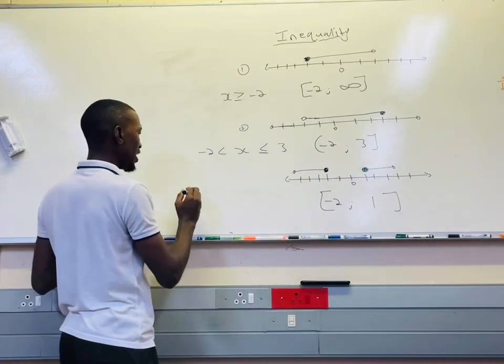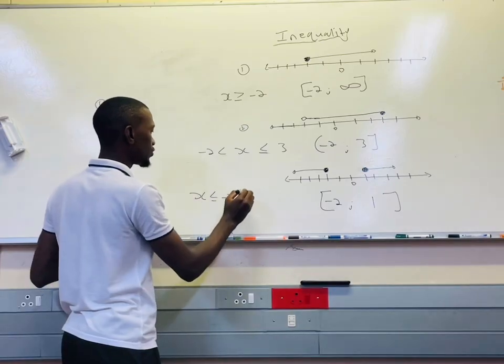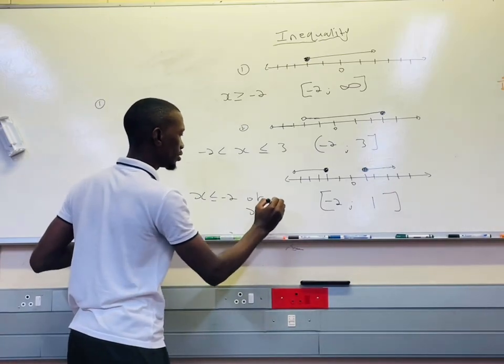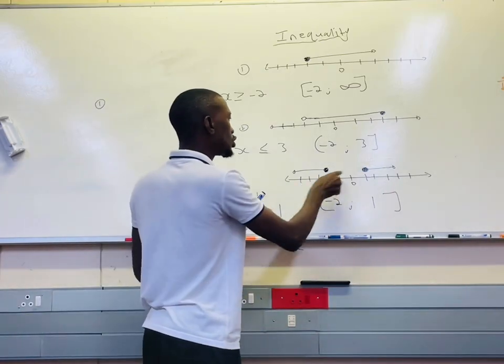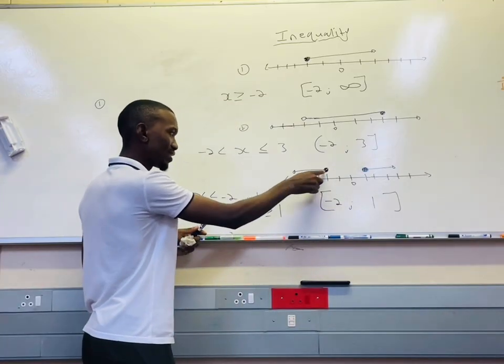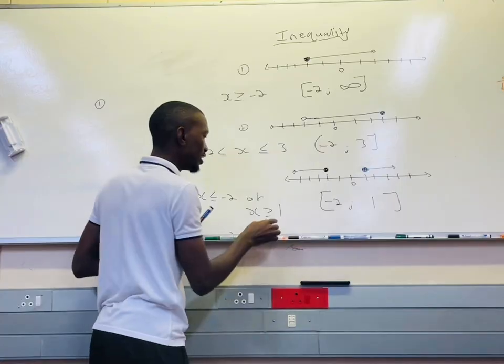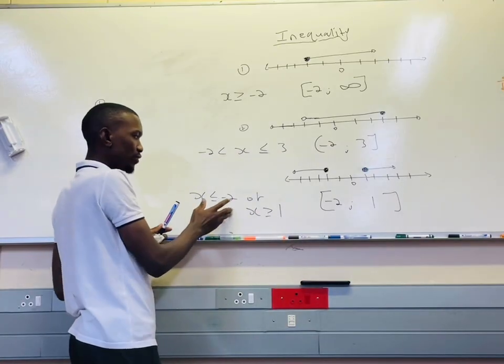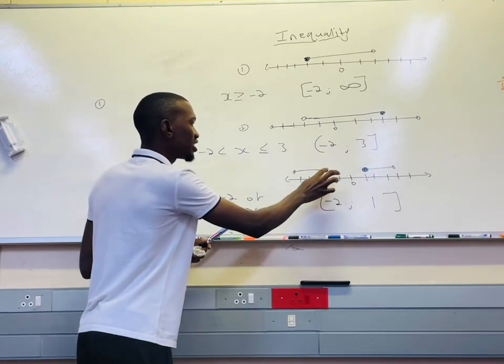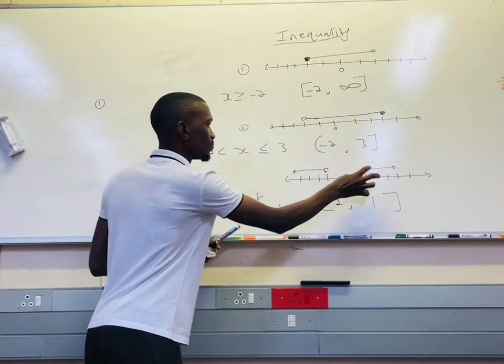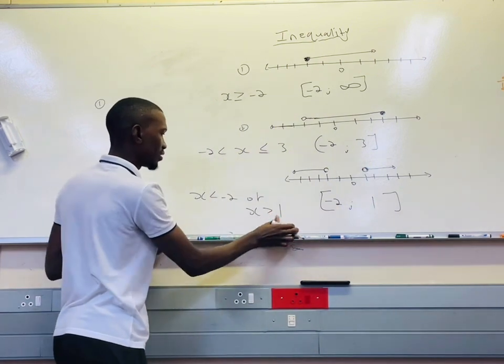This one is going to be X is less than or equal to negative 2, or X is greater than or equal to 1. They are both included. X is less than or equal to negative 2, or X is greater than or equal to 1, including the negative 2. But if these guys were not shaded, they were empty like this, I remove this guy.